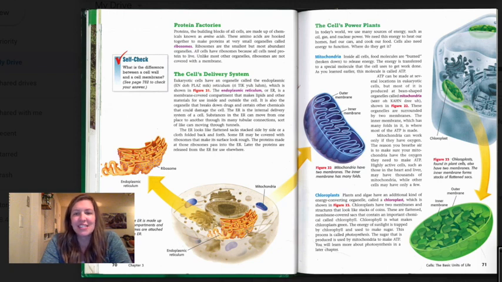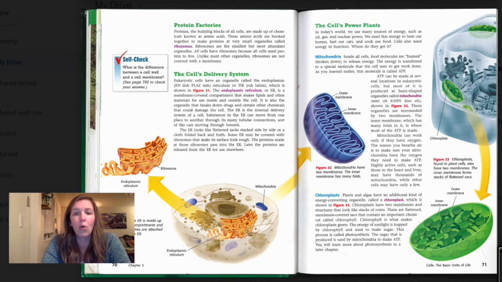Inside all cells, food molecules are burned, broken down, to release energy. The energy is transferred to a special molecule that the cell uses to get work done. As you learned earlier, that molecule is ATP. ATP can be made at several locations in eukaryotic cells, but most of it is produced at bean-shaped organelles called mitochondria, shown in figure 22. These organelles are surrounded by two membranes. The inner membrane, which has many folds in it, is where most of the ATP is made.